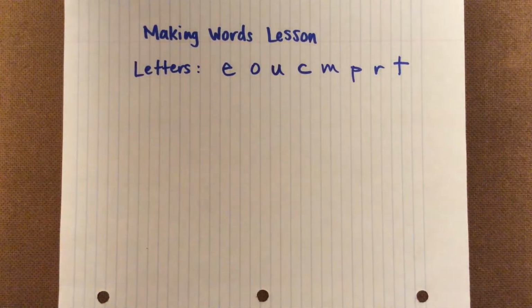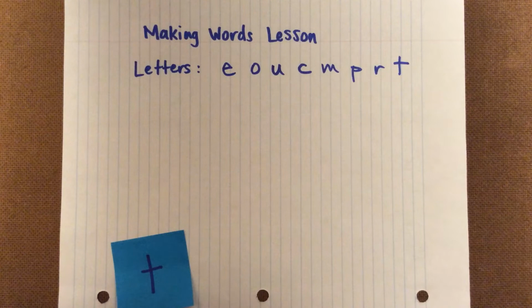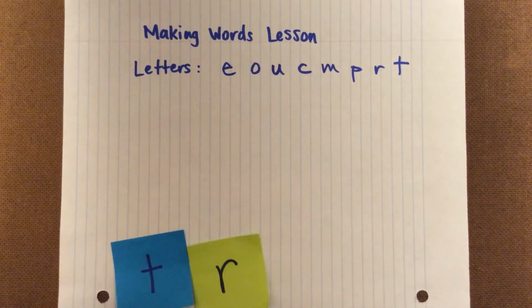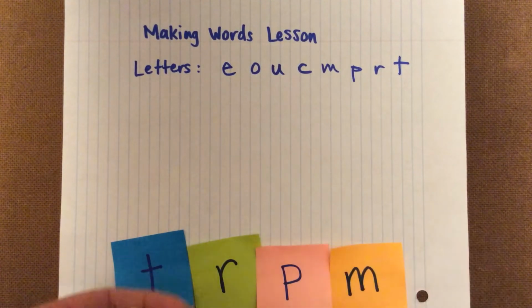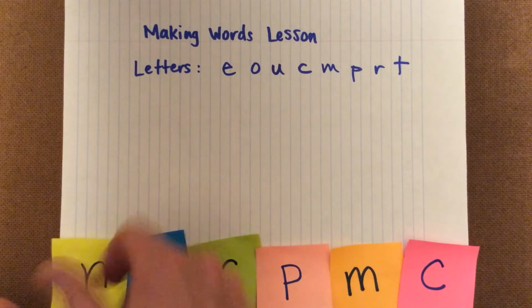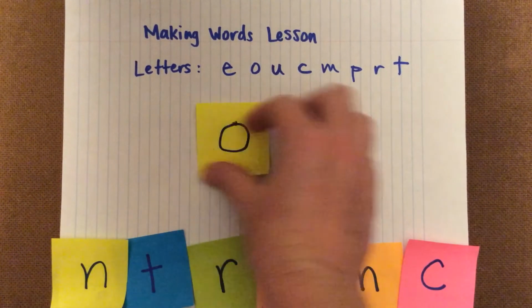Okay, so we're going to start with making the two-letter word or. So I'll give you a few seconds to do that with your papers, and you can pause the video at any time if you have to run and go get your materials. So the two-letter word or. Now I like to have my letters just kind of laid out at the bottom so that I can quickly grab them and rearrange them. So here we go. Or, O, R.